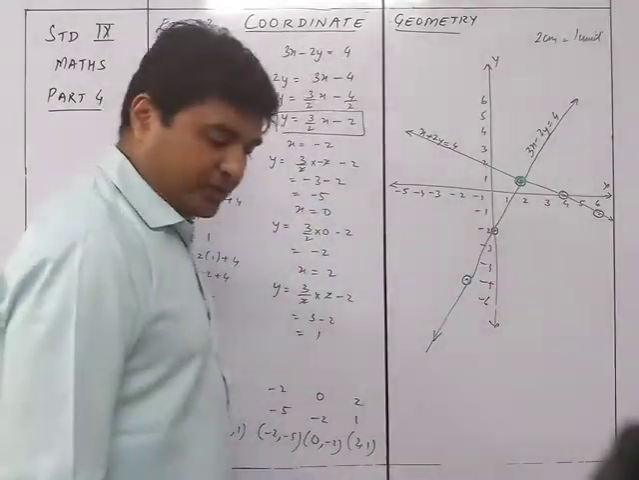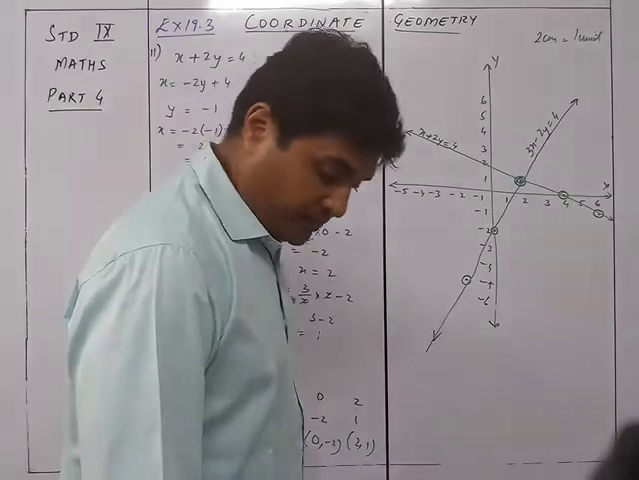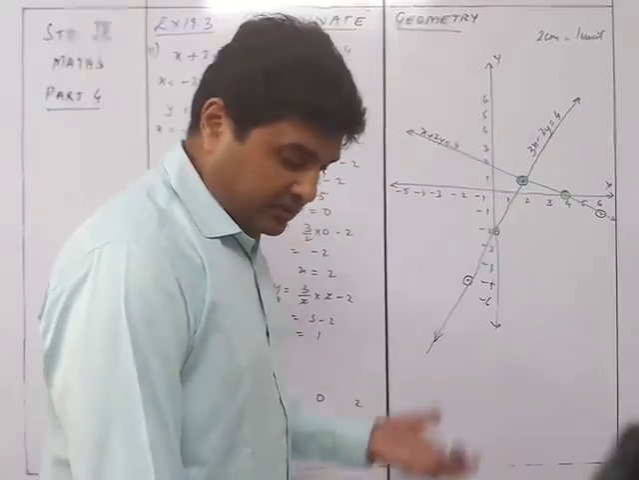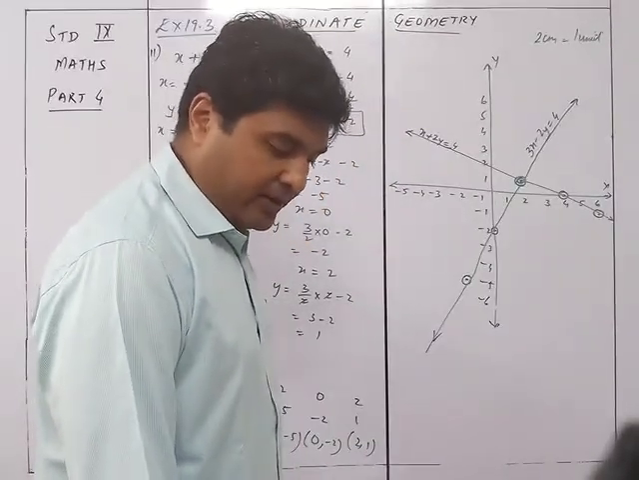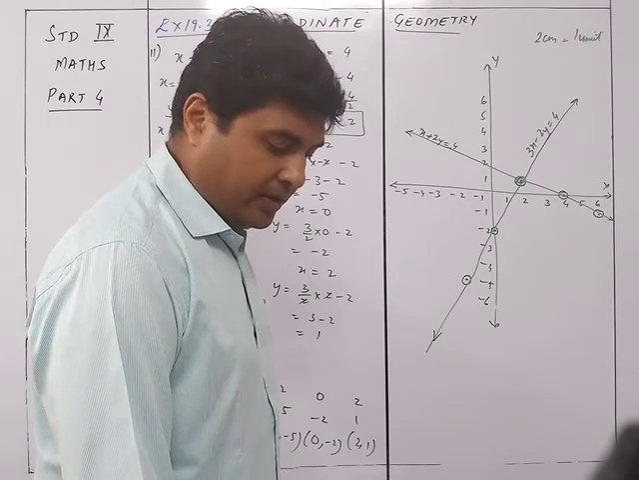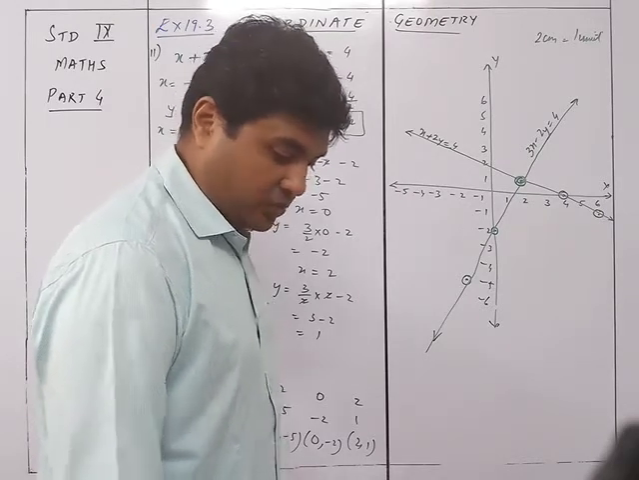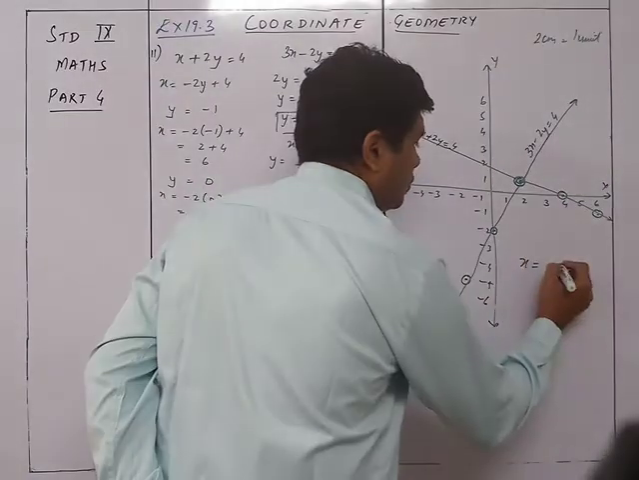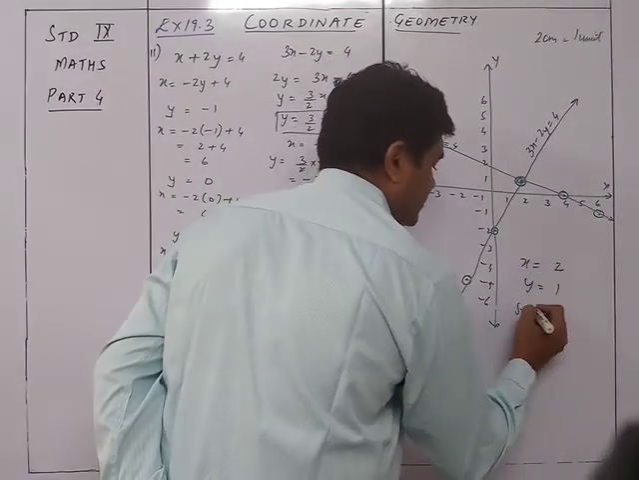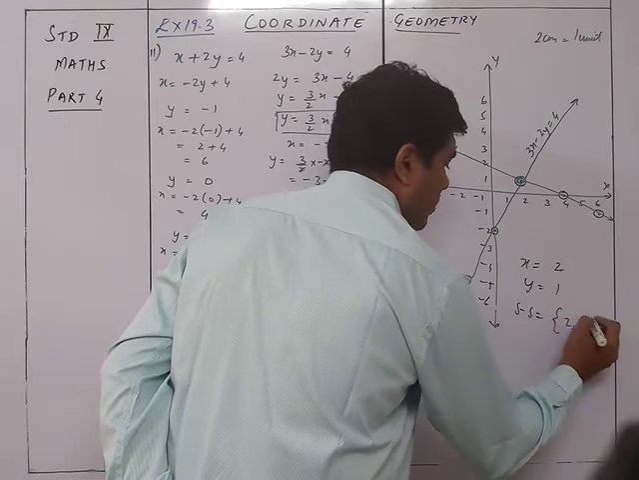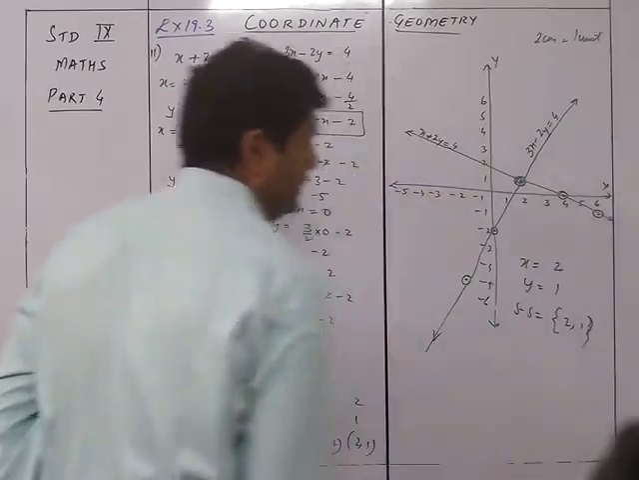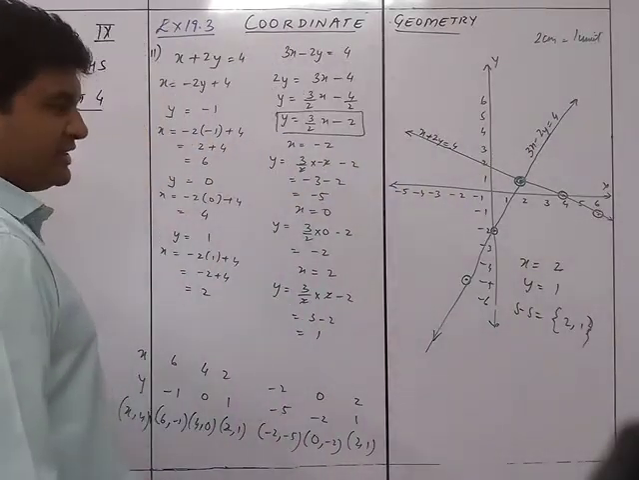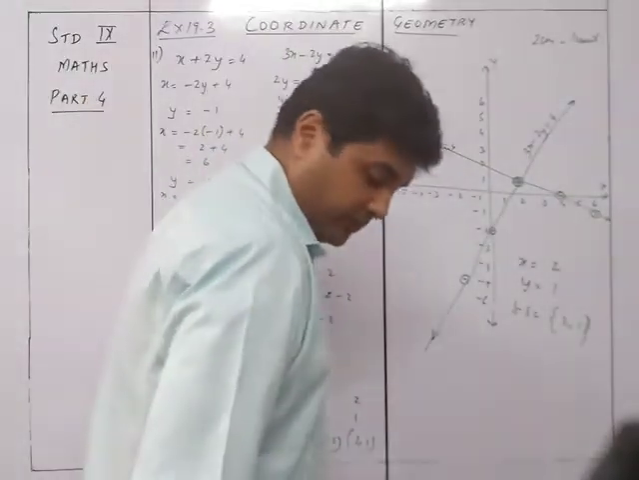So let's see what are the questions they have asked for sum number 11. First thing is, the scale we have taken is 2 centimeter to 1 unit. Write down the area of the triangle formed by the lines and the x-axis. So they have said to solve graphically. So automatically x is equal to 2 and y is equal to 1. Solution set is equal to 2 comma 1.